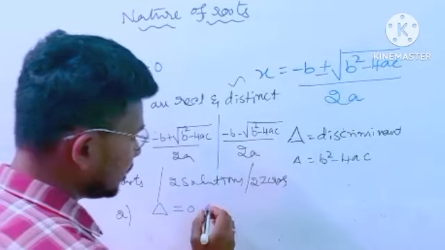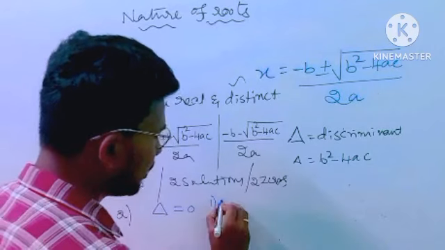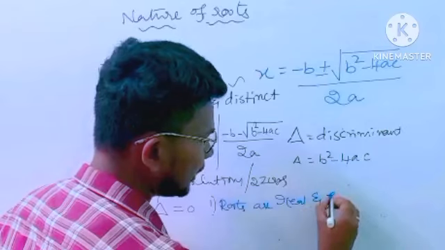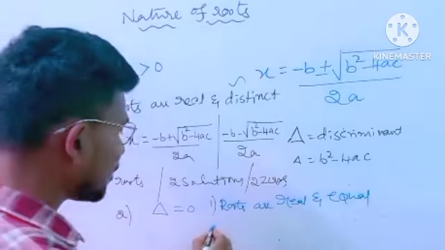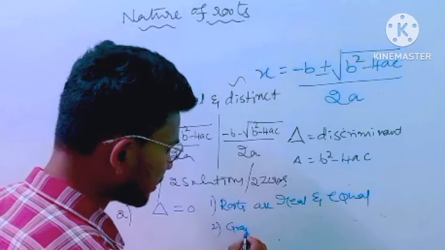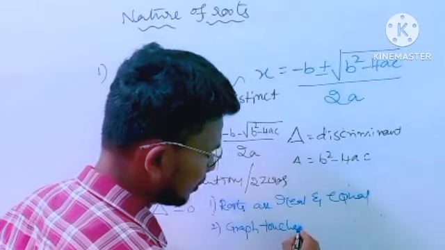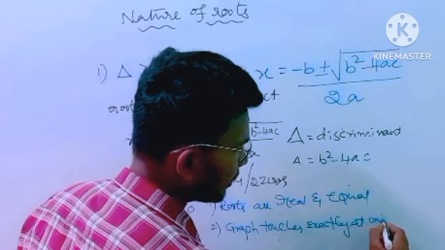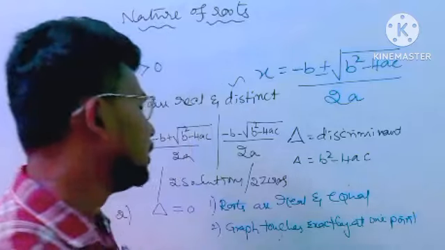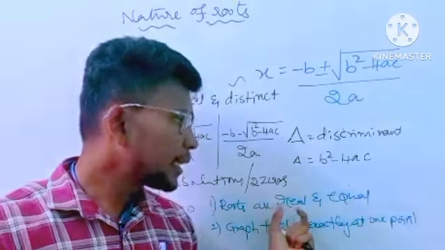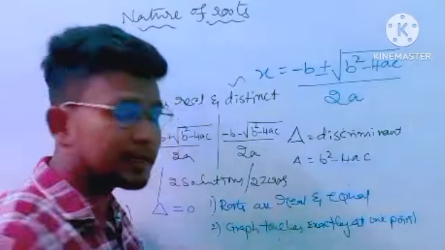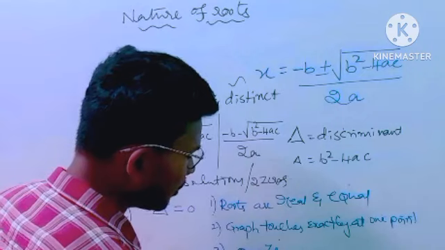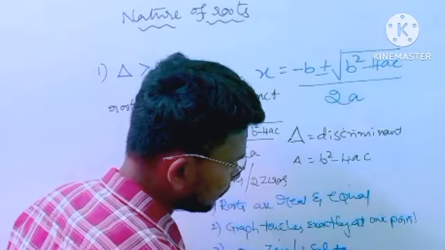Delta is equal to 0 means the roots are real and equal. The graph touches exactly at 1 point. If delta value is equal to 0, the roots are real and equal. The graph touches exactly at 1 point. How many zeros? 1 solution, 1 zero.